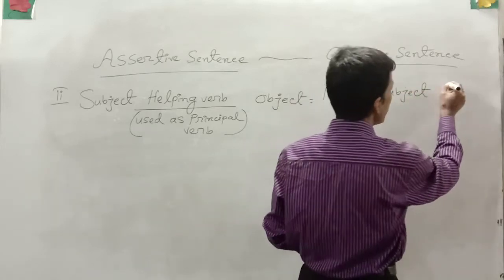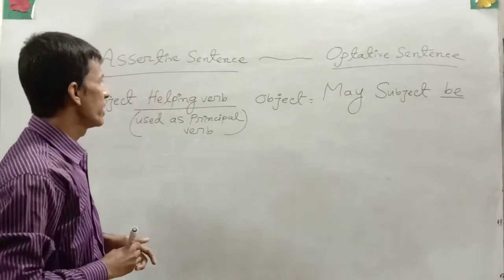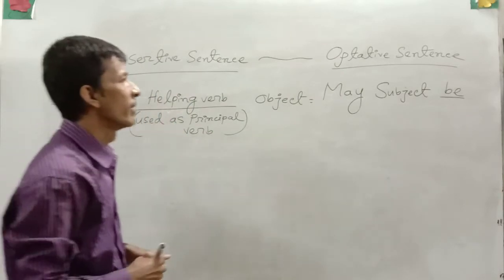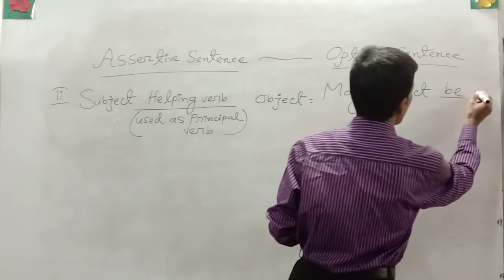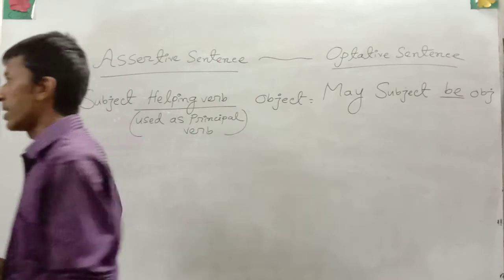In the third part, you will have to write be. That means be will be replaced in the sphere of helping verb used as principal verb. And at last you will have to write object. Now look at the example.